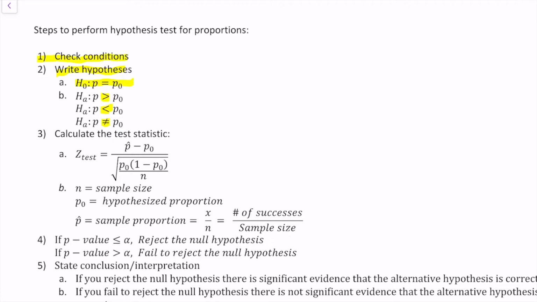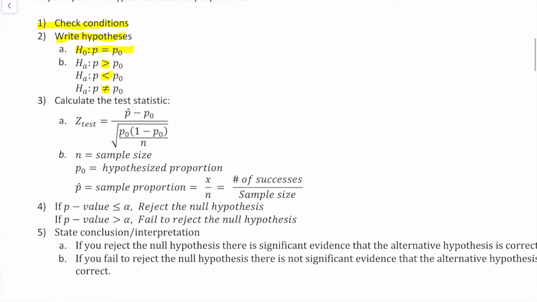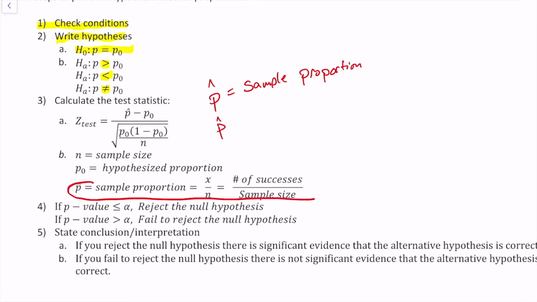Once we have our hypotheses written, we then calculate a test statistic. A test statistic basically takes our p hat. So let's write that down: p hat is our sample proportion. What the test statistic does is standardize the sample proportion in terms of the null hypothesis value, because remember, p naught comes from the hypothesis. To calculate p hat, you simply do x divided by n. Remember, it's the number of successes divided by the sample size.